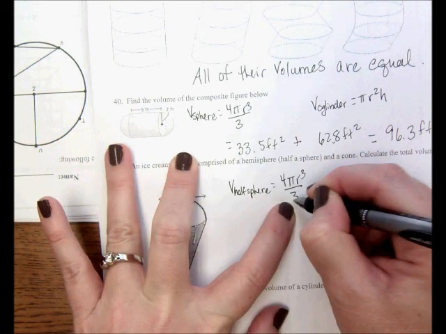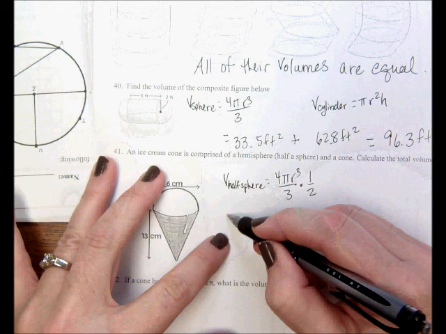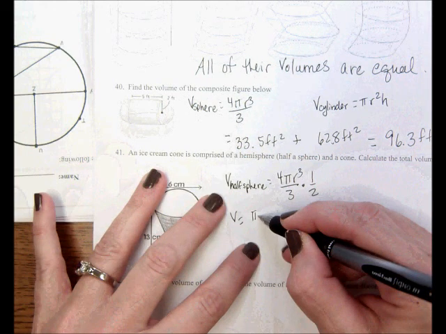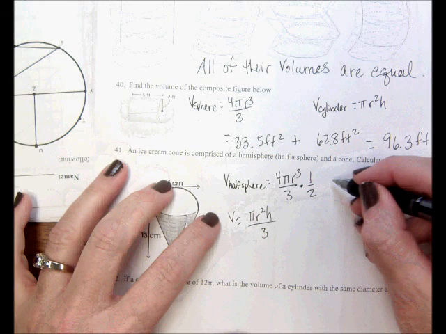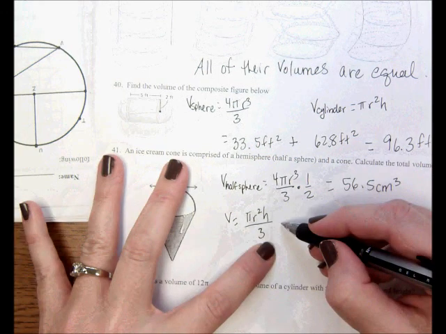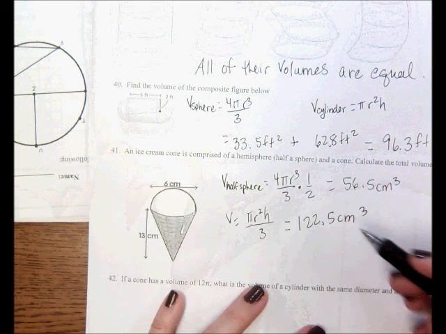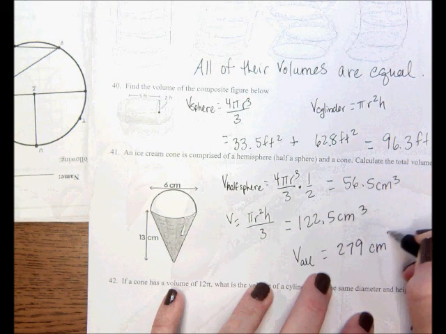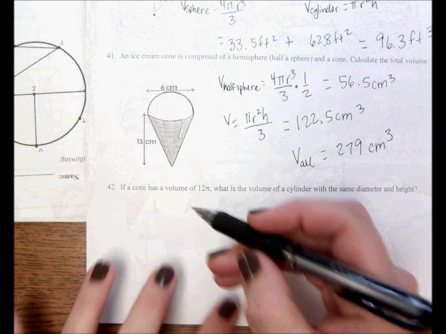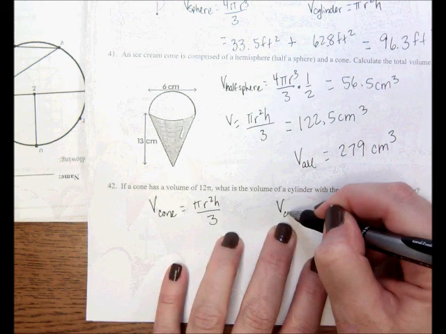Now, the next one is an ice cream cone. So basically it's a sphere divided by 2. So the volume of half of a sphere, a hemisphere, is equal to 4 times pi times r cubed divided by 3, divided by 2, and then add the cone, pi r squared h divided by 3. To plug all this in, I find the hemisphere is 56 centimeters cubed, the volume of the cone is 100.5 centimeters cubed, and then putting the two together, the total is equal to 9 centimeters cubed.